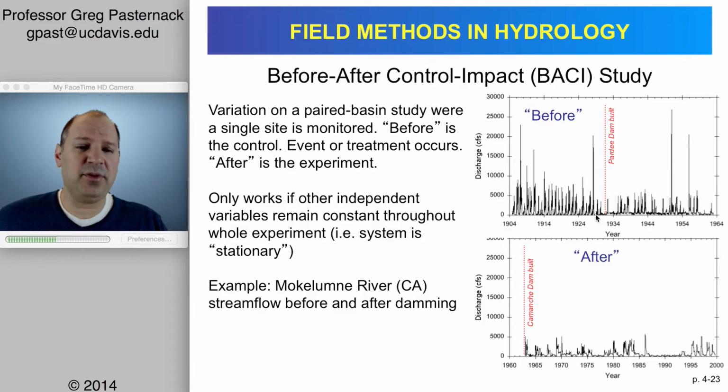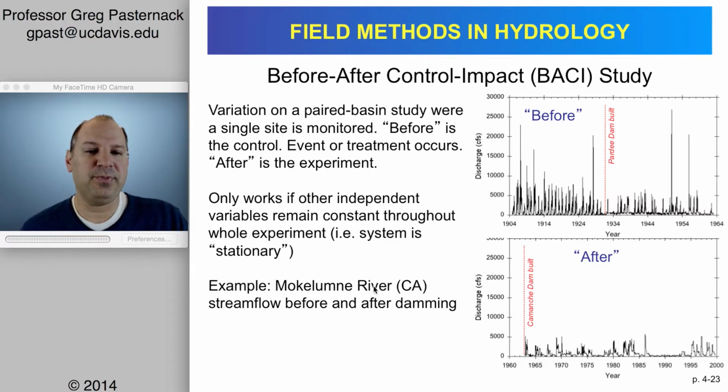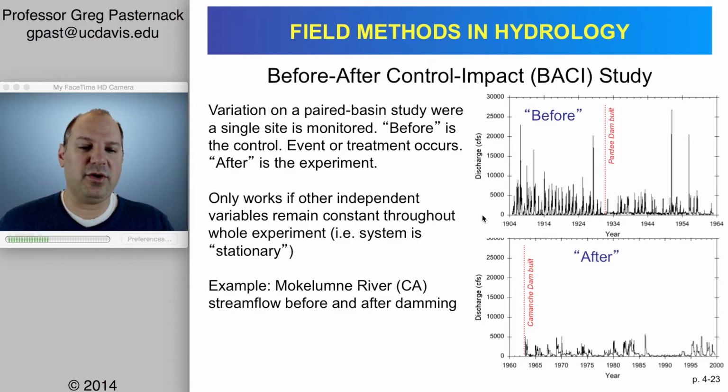So here's a very simple example. This is a commonly used method for studying the effects of dams. And here's a time series from 1904 to 1964, and then 1964 to 2000, showing the stream flow discharge for the Mokelumne River, this whole watershed. So it's a couple thousand square kilometer watershed. You can see a lot of periodicity in here and values up to almost 25,000 CFS.